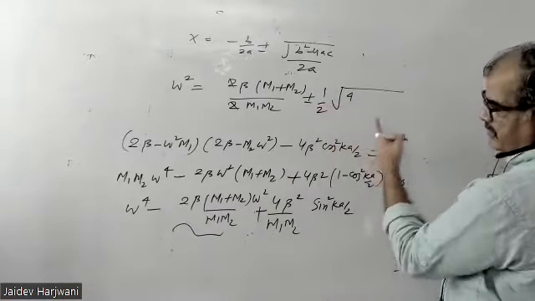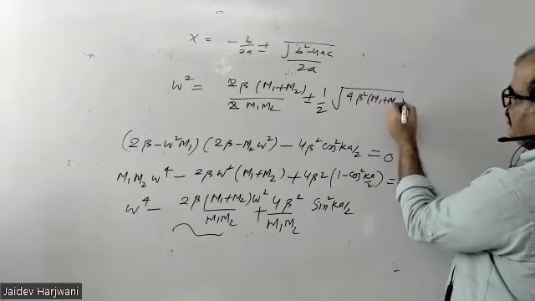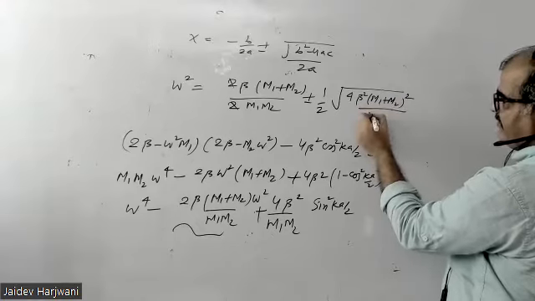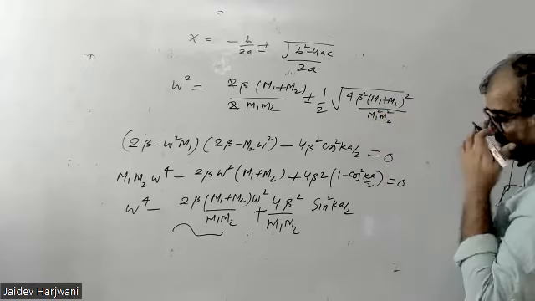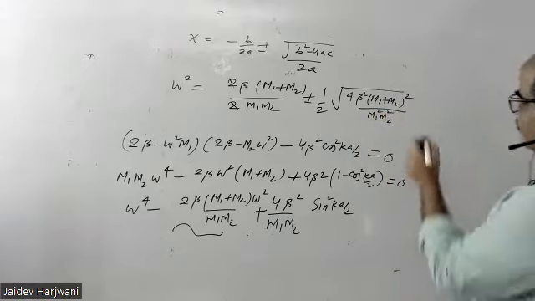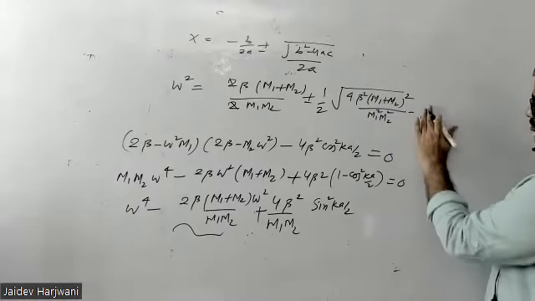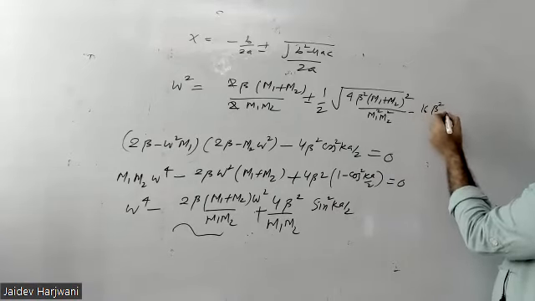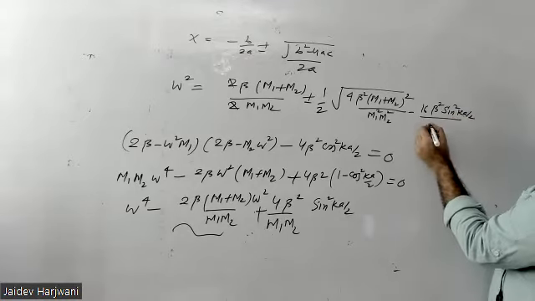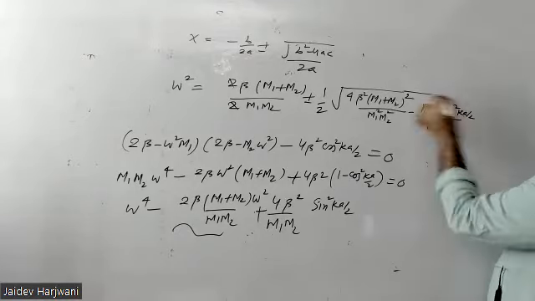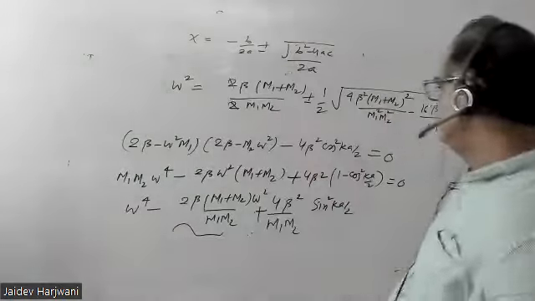So this becomes 4 beta square, and 2a. So 4 beta square m1 plus m2 whole square, and m1 m2 is also a square, and this is b square minus 4ac. 4a is 1, and c is this one. So 4 times 4 is 16. This becomes 16 beta square sin square ka by 2 upon m1 m2. So this type of expression is coming.